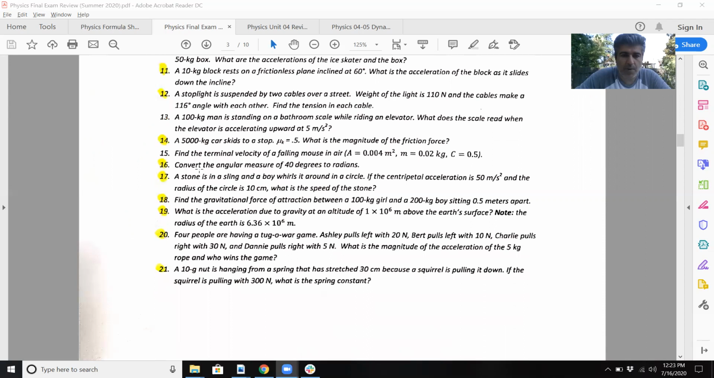And I also like 18 and 21. Those are good ones also. 18 uses one of the formulas for gravitational attraction. 21 is using the spring. So I'm pretty much just going to change numbers around, just so you know. Just like, hey, instead of 100 kilogram girl, I'll do a 50 kilogram object, and maybe a 150 kilogram object, and then maybe they're 2 meters apart. So I'm not going to make it that much different.